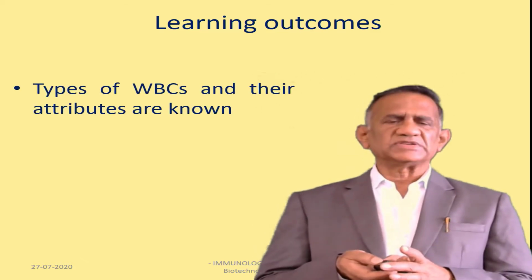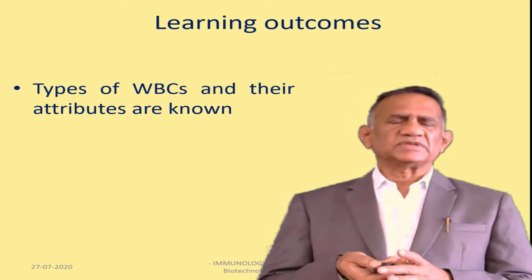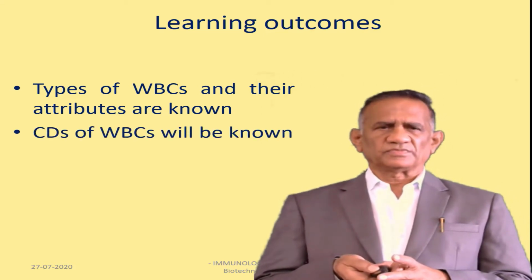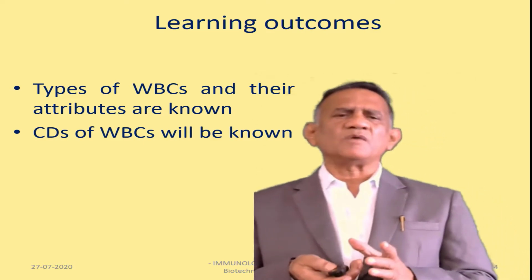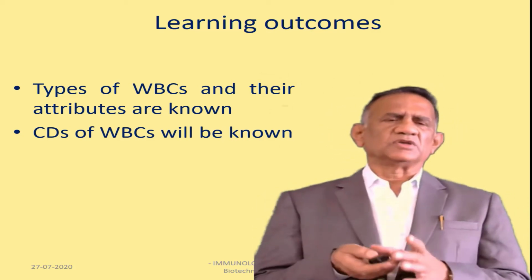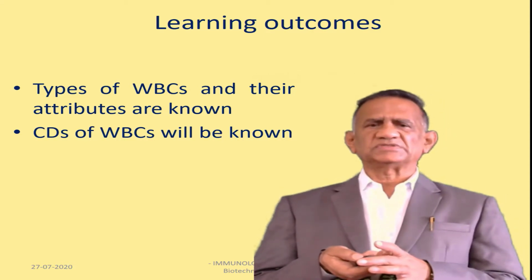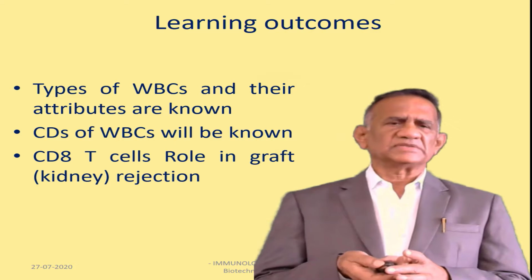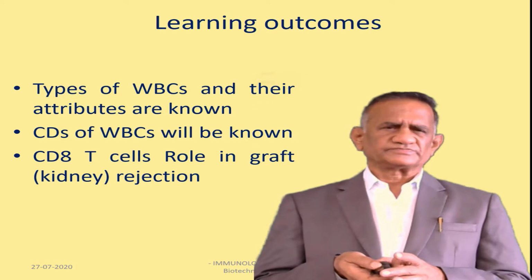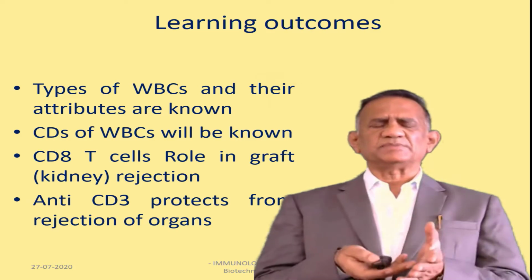Once this topic is covered, the learners will be in a position to understand the types of WBCs, and their attributes will be known. CD is a very common acronym used in all this immunological terminology. It stands for cluster of differentiation. The cluster of differentiation of WBCs will be known. Then the CD8 T cells' role in graft rejection will be known. And anti-CD3 protects from rejection of the organs. Anti-CD3 is nothing but a monoclonal antibody.